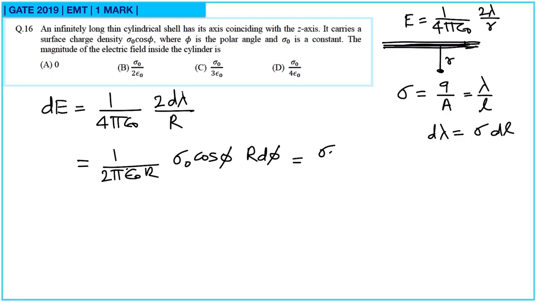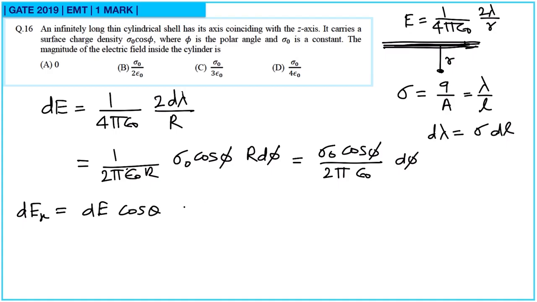So this is equal to sigma naught into cos phi upon 2 pi epsilon naught, this r and r will cancel out, into d phi. Now dEx will be the x component, and the x component is the cos theta component, so that will be dE into cos theta, equal to sigma naught upon 2 pi epsilon naught, then cos phi into cos phi, that will be cos square phi d phi, and the limit is from 0 to 2 pi.